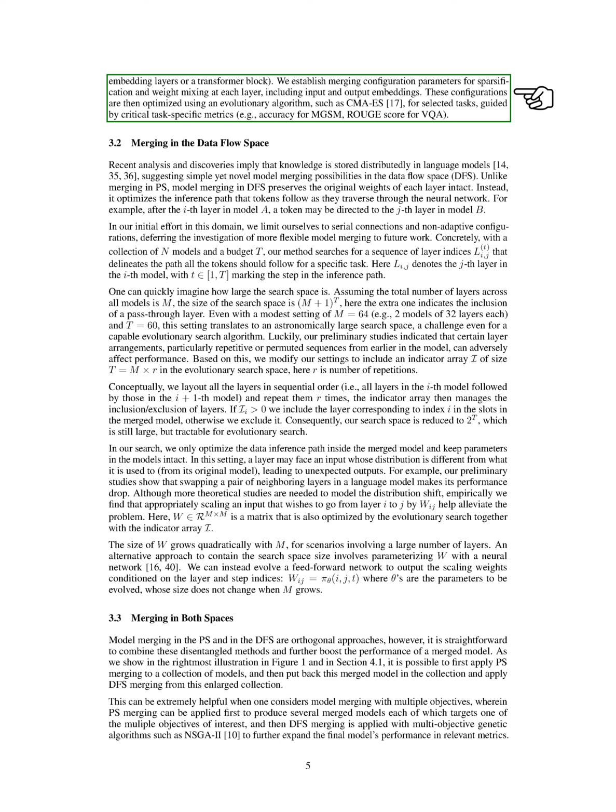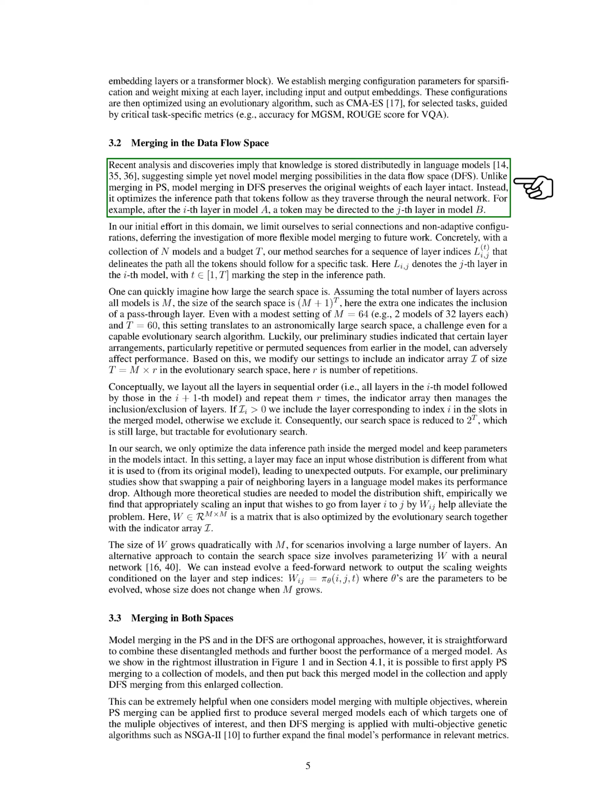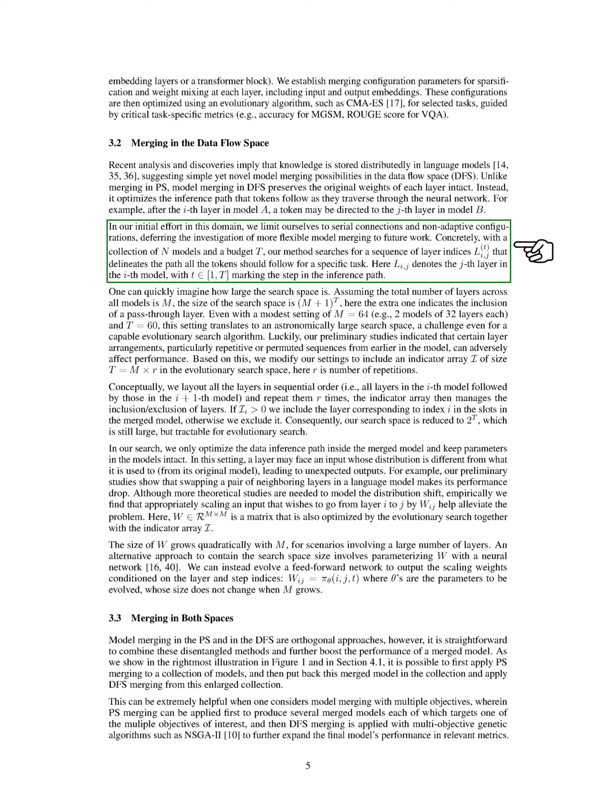In contrast, when merging models in the data flow space, DFS, we focus on optimizing the path that tokens take as they move through the neural network, without altering the original weights of each layer. For instance, a token from Model A at the i-th layer may be directed to the j-th layer in Model B. Initially, we limit ourselves to simple serial connections and non-adaptive setups in this domain, leaving more flexible model merging for future exploration. Our method searches for a sequence of layer indices that define the path tokens should follow for a specific task, considering a collection of n models and a budget T.